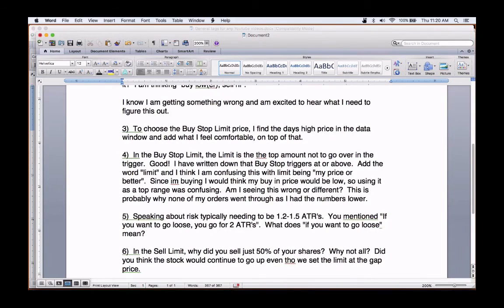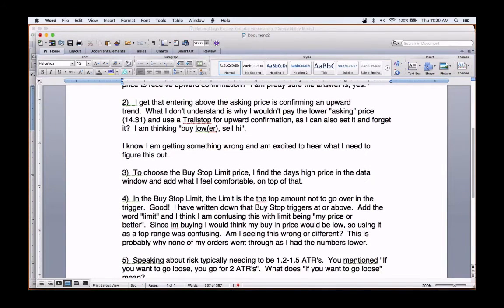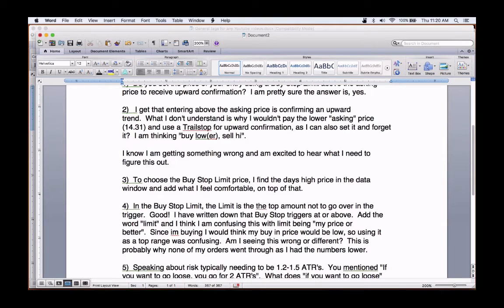Okay, so that's to answer why we place that order to get above that. Now, to choose the buy stop limit price, I find the day high price in the data window, and you add that, feel comfortable. But really, it's okay.